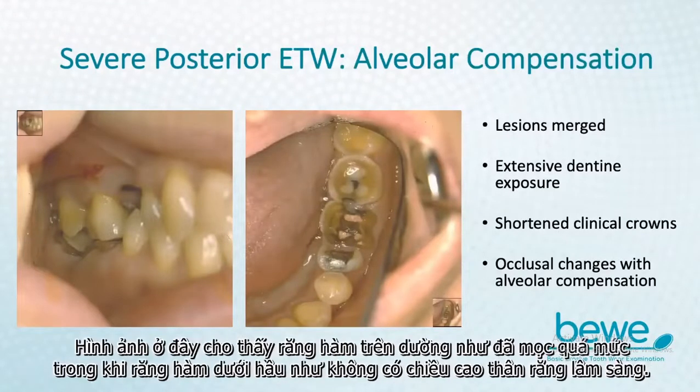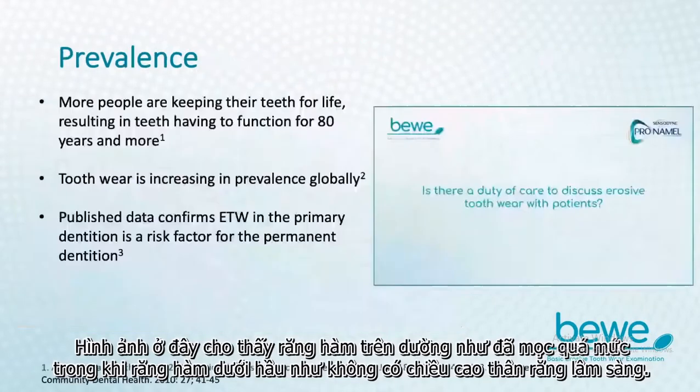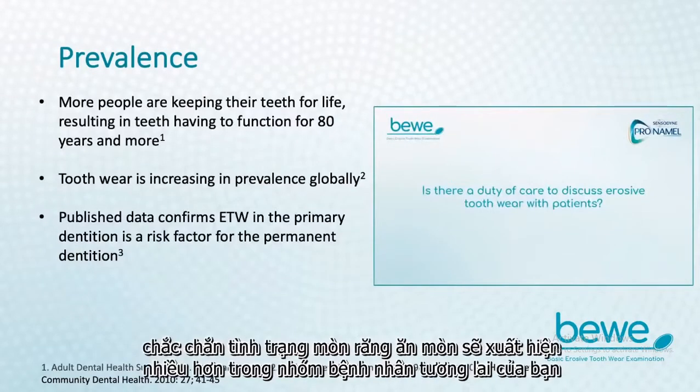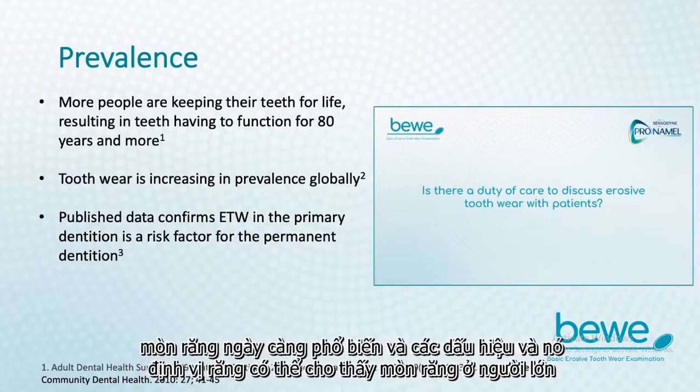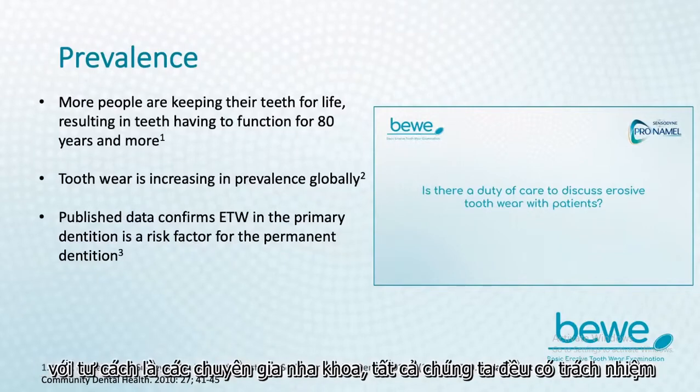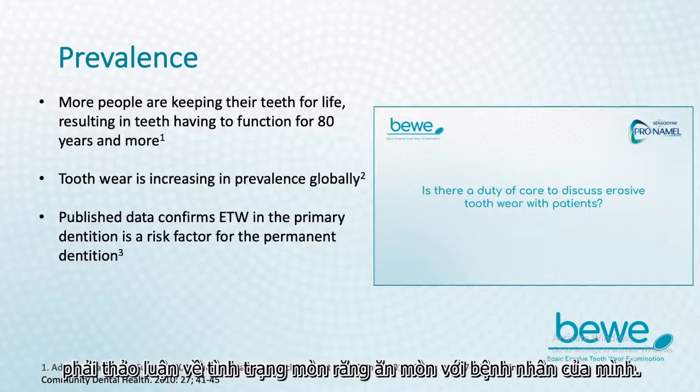The images here show how the maxillary teeth have seemingly over-erupted, while the mandibular molars have almost no clinical crown height. With modern lifestyles and an aging population, it is inevitable that erosive toothwear will feature more in your future patient populations. Tooth wear is increasing in prevalence, and signs in the deciduous teeth can indicate tooth wear in adults. In this video, Dr. Saoirse O'Toole outlines why she believes that as dental professionals, we all have a duty of care to discuss erosive tooth wear with our patients.